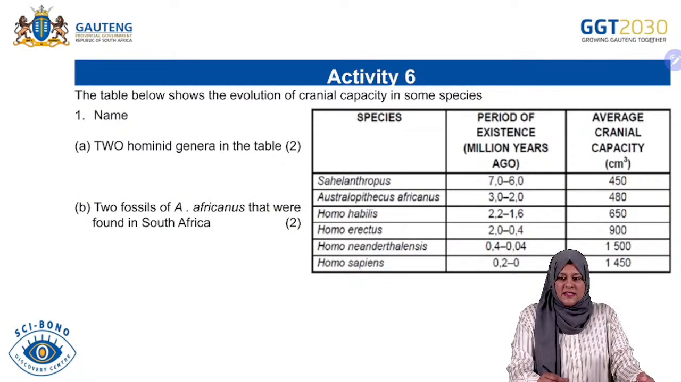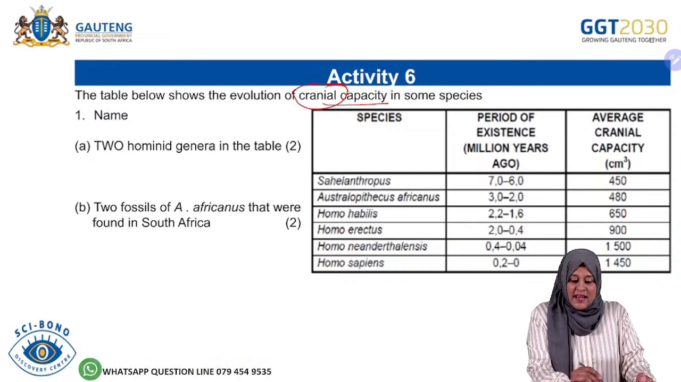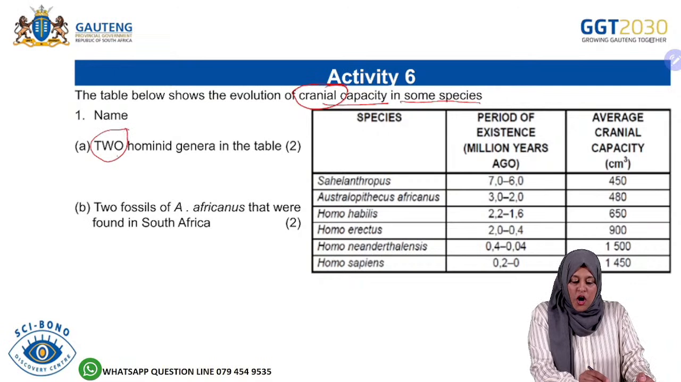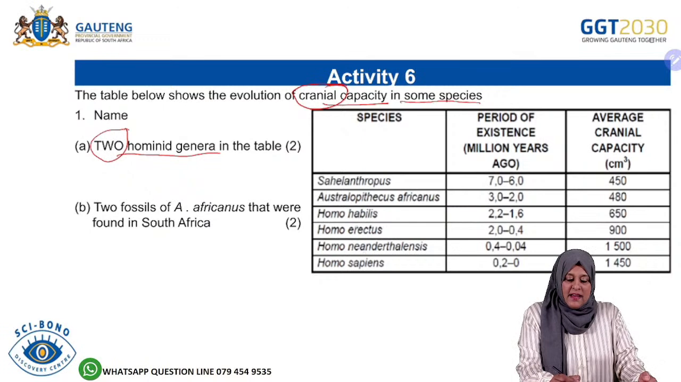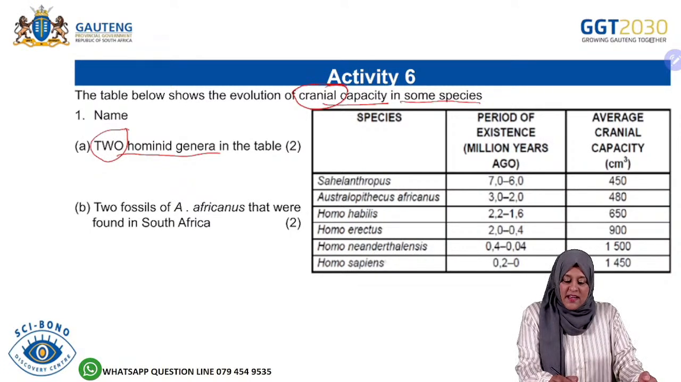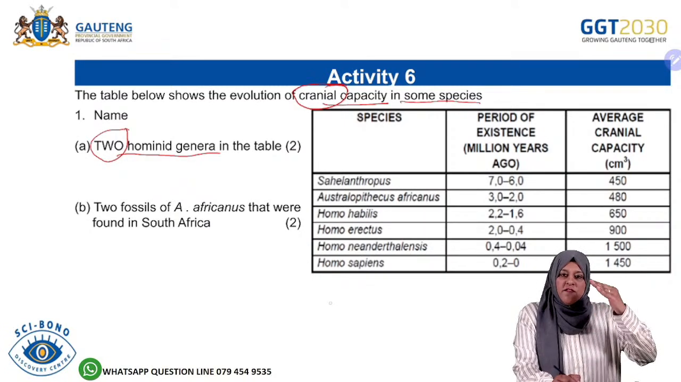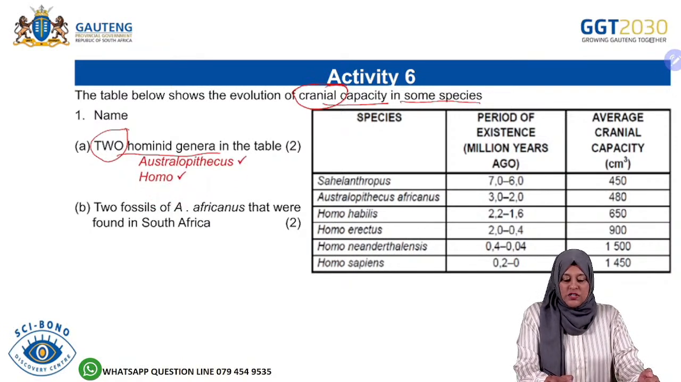Right, activity 6, this is our last activity. The table below shows evolution of cranial capacity in some species. Name 2 hominid genera in the table, right? So we're looking at hominids, and two of them. You could actually say any one of these because they are all hominids. They all form in the evolutionary line of the development of the Homo sapiens. So we could say Sahelanthropus, Australopithecus, or the Homo.